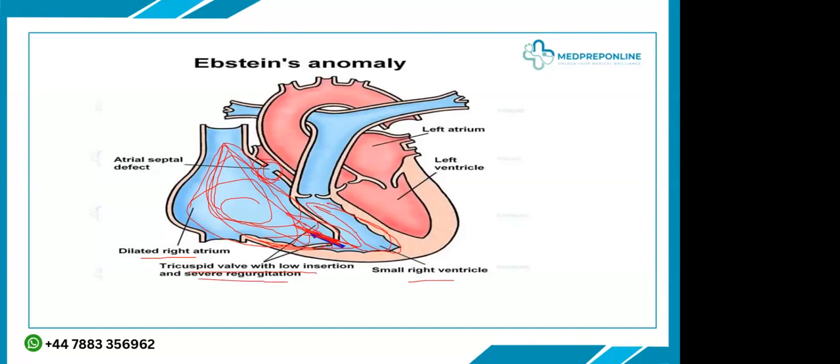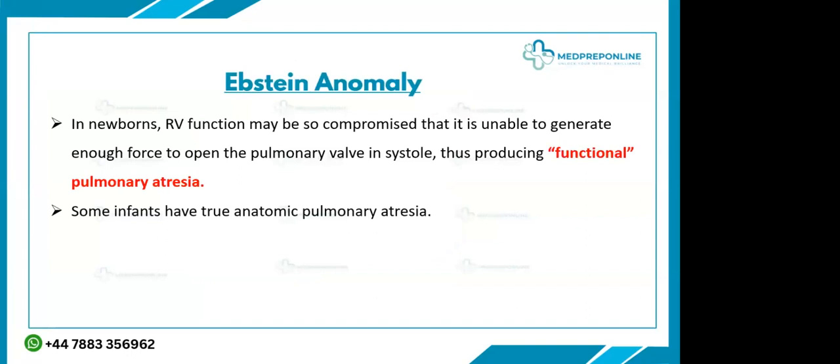Okay. So have you understood the physiology and pathology here? The abnormally hanging tricuspid valve has divided the right ventricle, and one portion has become in continuity with the right atrium, and the other is the small normal right ventricle, very small in portion. So what is going to happen further? In newborns, RV function may be so compromised that it is unable to generate enough force to open the pulmonary valve in systole. It means that the right ventricle is already small, and sometimes its function is so compromised that it is unable to generate the pressure to open the pulmonary valve in systole. And this is called functional pulmonary atresia.